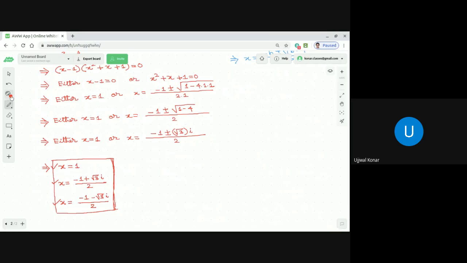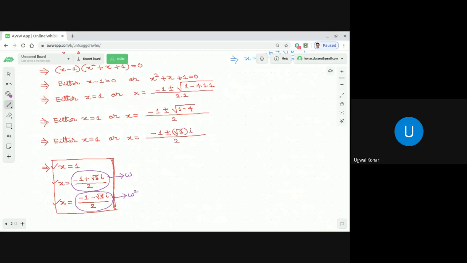Now there is a special name for it. How these imaginary cube roots of unity are actually expressed: this term, dear students, minus 1 plus root 3 into i by 2, we can define as omega. Instead of that, you can write this as omega. And if we write this as omega, then if you make a square of this omega, dear students, you will get minus 1 minus root 3 i by 2. And that we get as omega square.